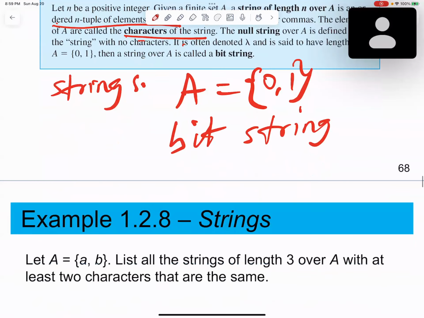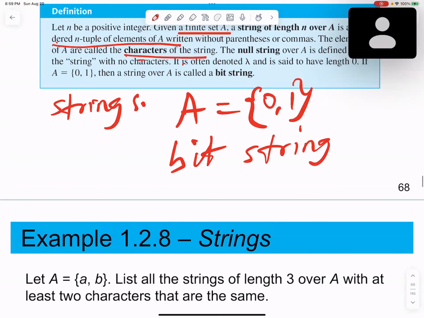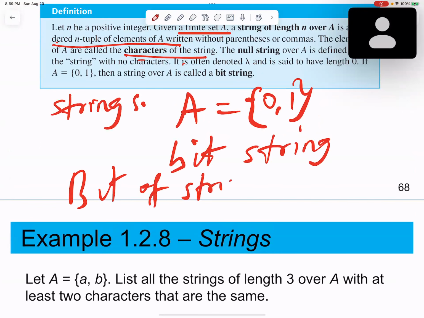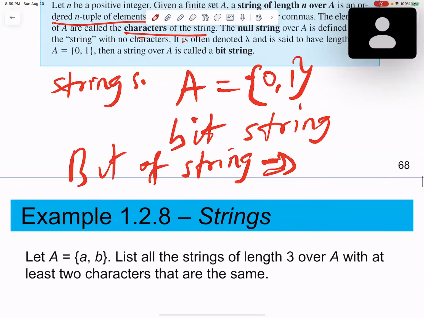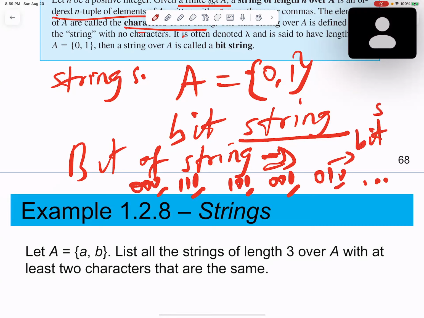Because I can just generate, if I have a bit string of length 3, I will have all this. Now, when you are listing your bits, your string, do not put any bracket or parentheses around it. I can have 0, 0, 0. I can have 1, 1, 1. I can have 1, 0, 1. I can have 0, 0, 1. I can have 0, 1, 0. These are just bit strings, each of length 3.